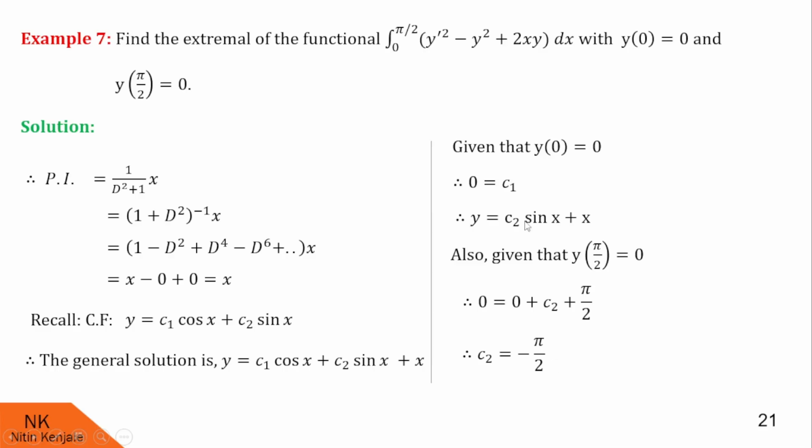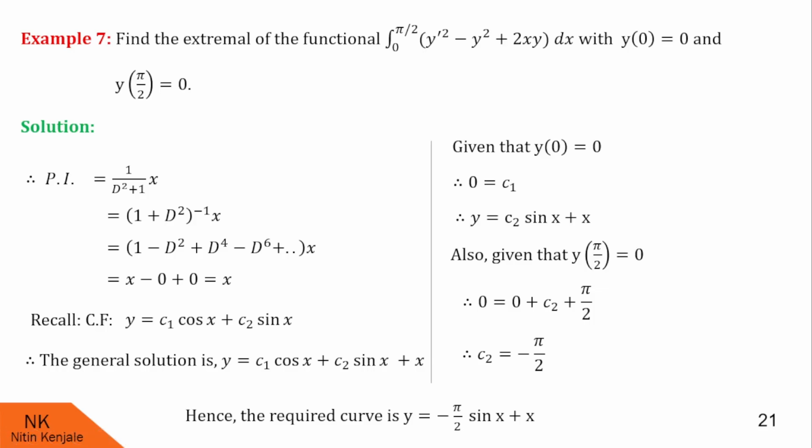Now substituting values of c1 and c2 back in this general solution, we get the corresponding extremal as y is equal to minus pi by 2 into sin x plus x. This is the required extremal for the given functional. Wasn't that interesting?